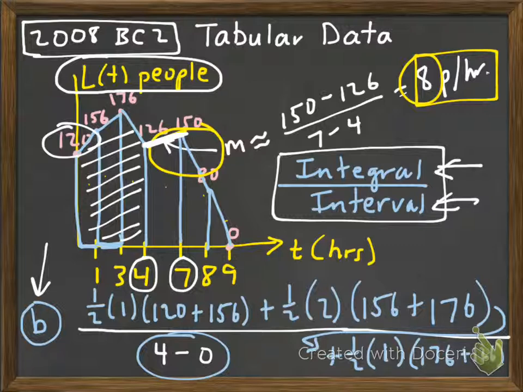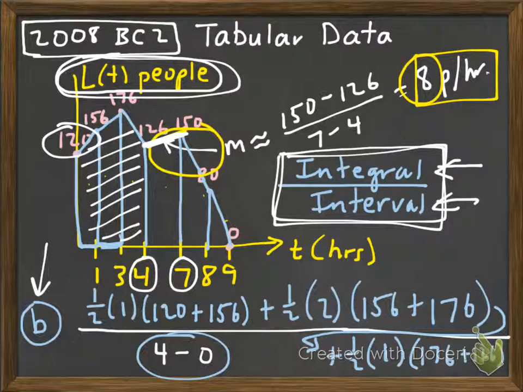Part B asks us to find the average number of people waiting in line. The hard part is understanding what is being asked. To find the average number of people waiting in line, you have to figure out what function we're looking for. L of t represents the number of people waiting in line, so we're trying to find the average value of L of t. The average value of L of t would be the integral over the interval.